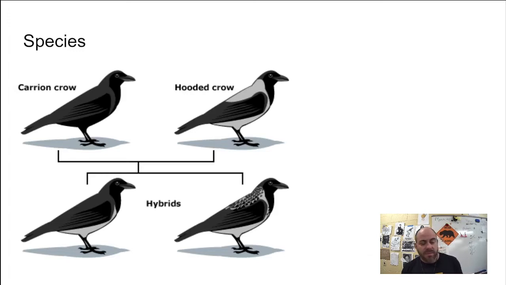A species is a group of similar organisms that reproduce to create fertile offspring. Two things important there. Similar, meaning that they're obviously similar, right? Well, those two crows are similar, carrion crows and hooded crows. Well, when they reproduce, they don't make fertile offspring. They make these hybrids, right?